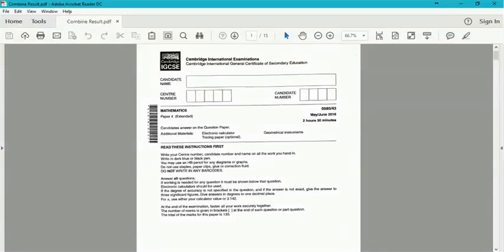Hi everyone, this is IGCSE Maths Paper 4 Variant 3 for May-June 2016. We are going to solve it today, so here it is.